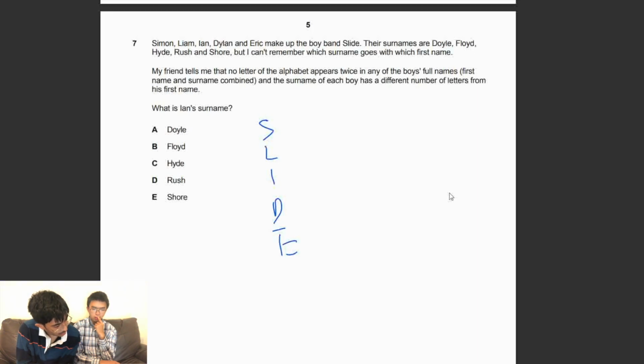Okay, so let's see which ones Simon can be. Actually, I'll focus on Ian, because he's the main guy. Ian, I-A-N. Okay, so it can be anyone. And the surname of each one is a different number of letters from the first name. So Ian can be anyone, so I'm going to look at everyone else. So Simon can't be Shaw. Anyone else? Can't be Doyle or Floyd. Okay, we're narrowing things down. So Simon is Hyde or Rush.